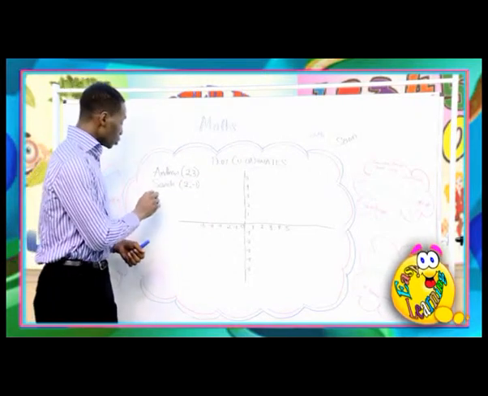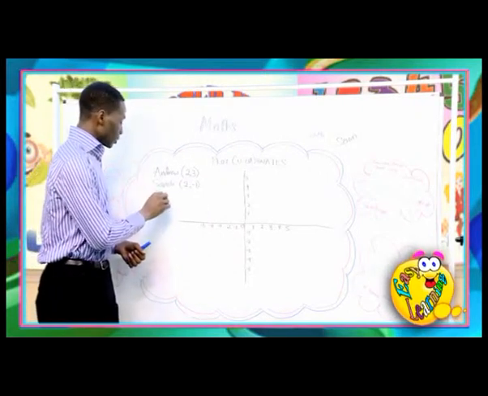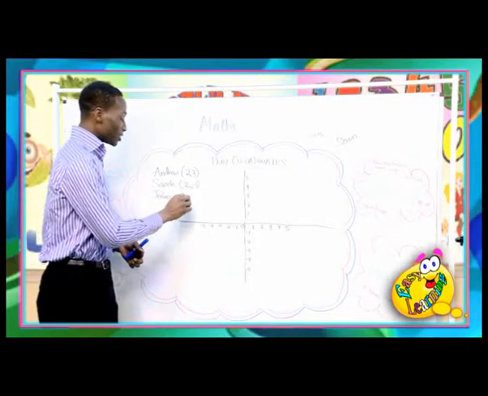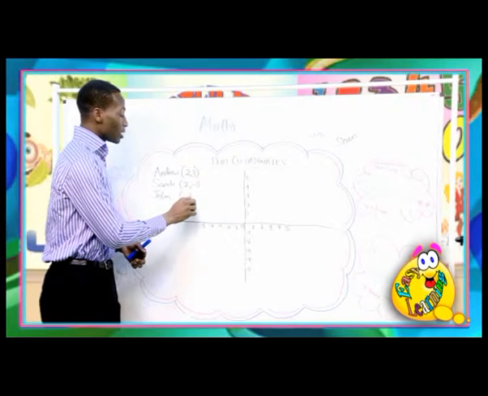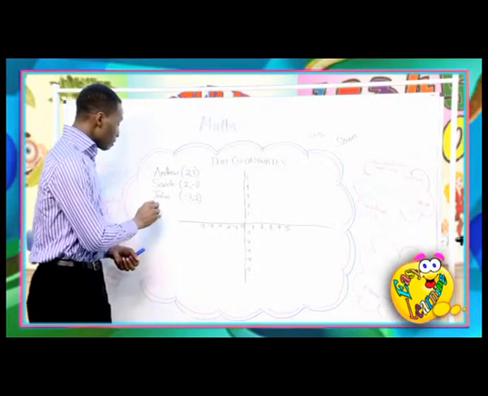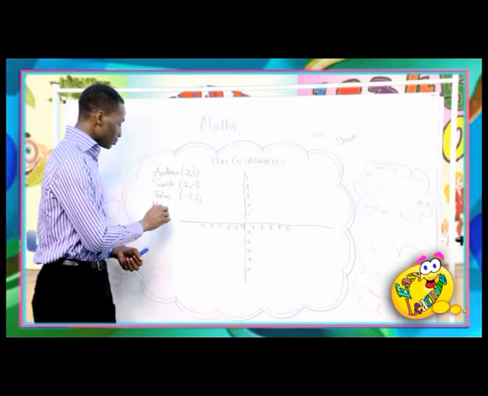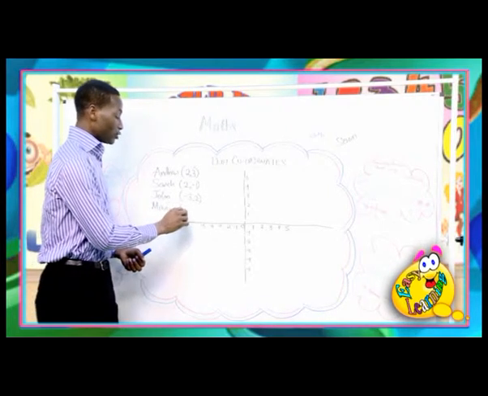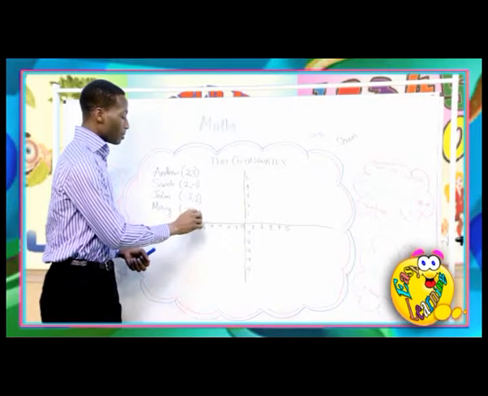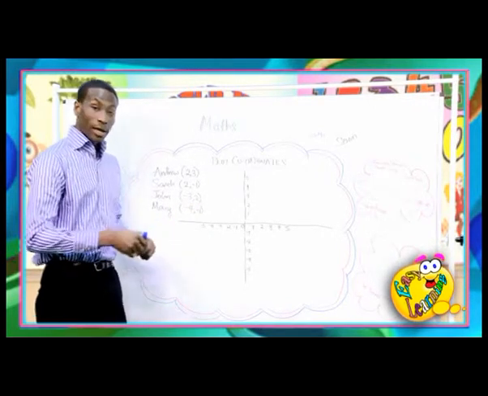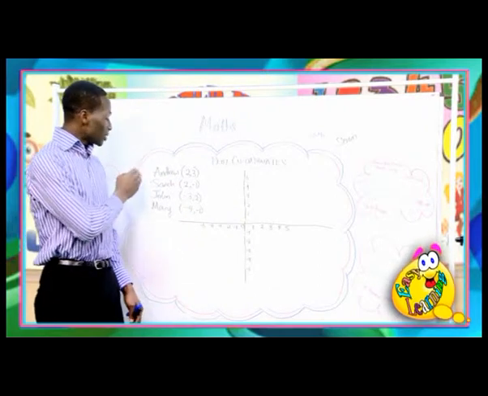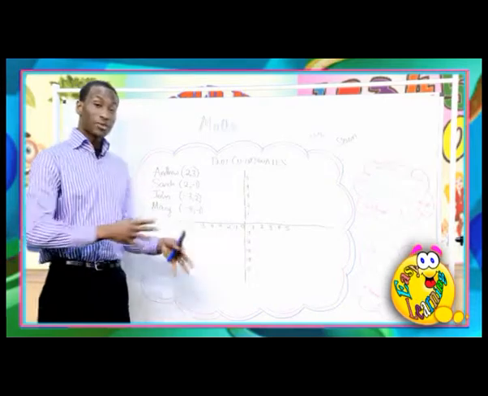And now we've got John's address. Who can guess what John's address is? John's address is minus 3, 2. And finally, we've got Mary's address. Mary's address is minus 4, minus 1. So they know their addresses. We've got Andrew, Sarah, John, and Mary's address.